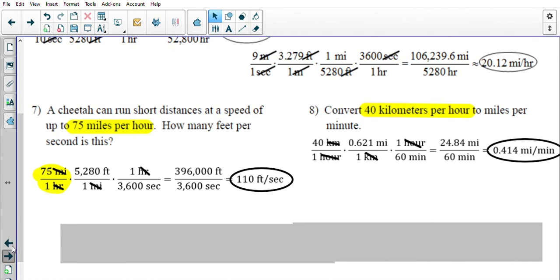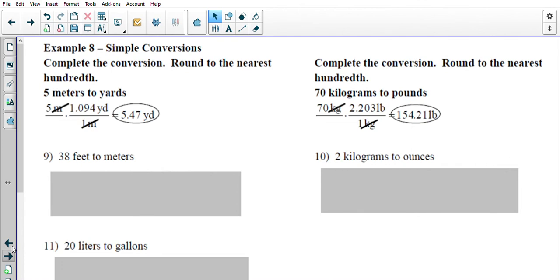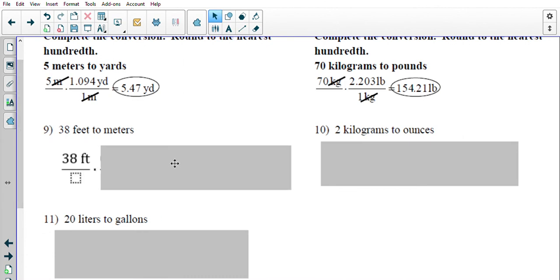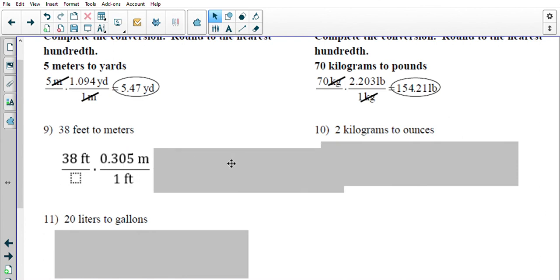All right, so the last thing is easier, simple conversions where we're just converting a number to something else. So if I want to convert 38 feet to meters, I can start by writing 38 feet and look for a conversion factor between feet and meters. Again, there are 2 listed on your paper or your page, but 0.305 meters is equivalent to 1 foot.